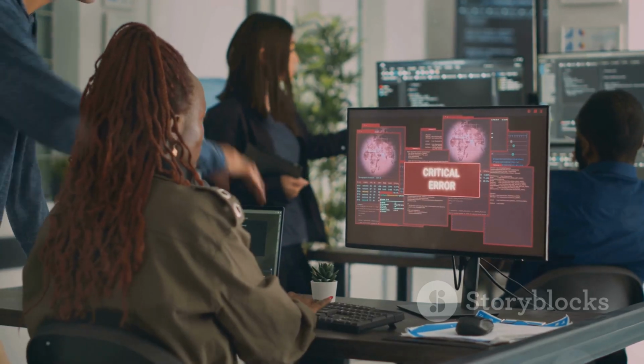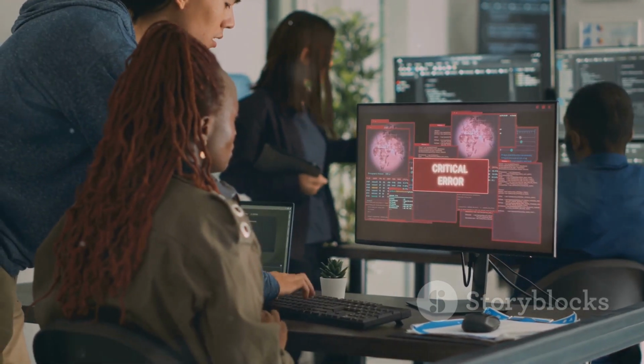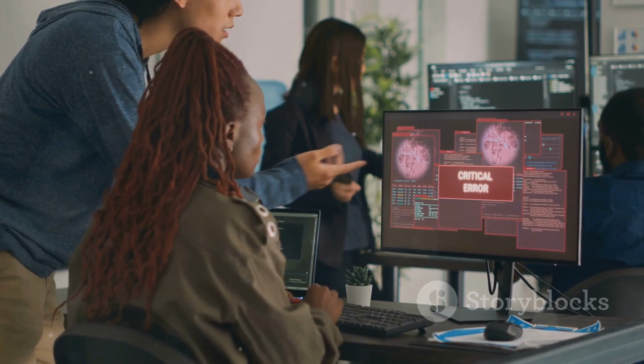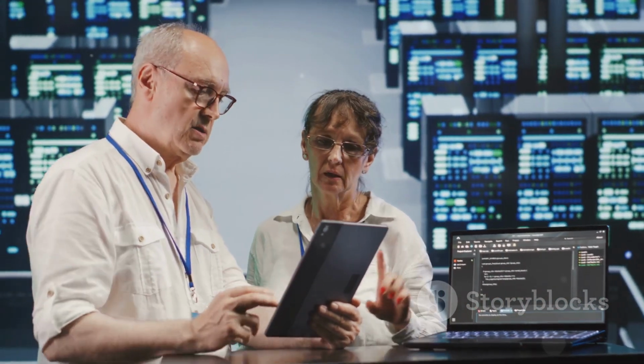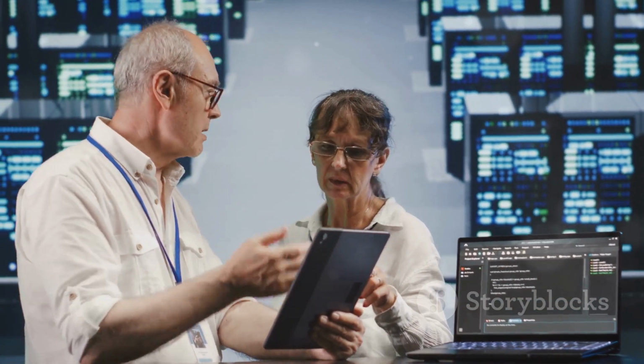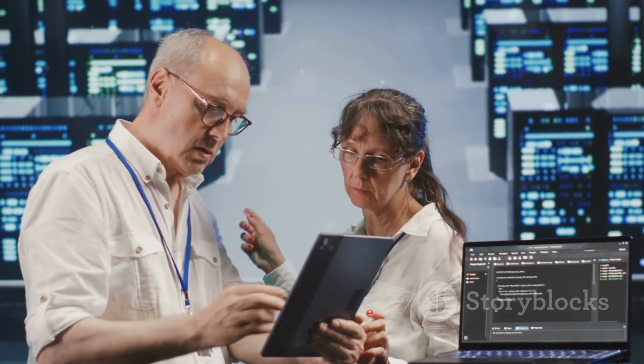Question 53. How would you handle a situation where multiple users cannot access a critical business application? Answer. Verify the application status, check for network or server issues, communicate with affected users, and escalate to the appropriate team if necessary.